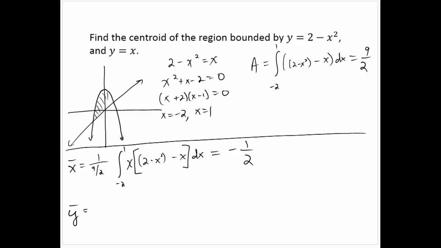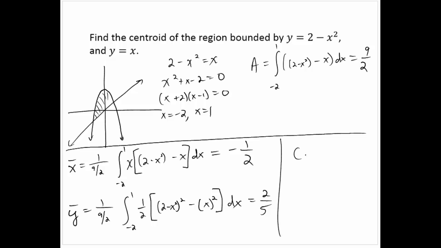Y bar would be 1 over 9/2 times the integral from negative 2 to 1 of 1/2 times the upper function squared minus the lower function squared dx. And again, evaluating this integral and multiplying it by 1 over 9/2, you would get 2/5. So then the centroid is negative 1/2, 2/5. All right, that concludes this presentation.